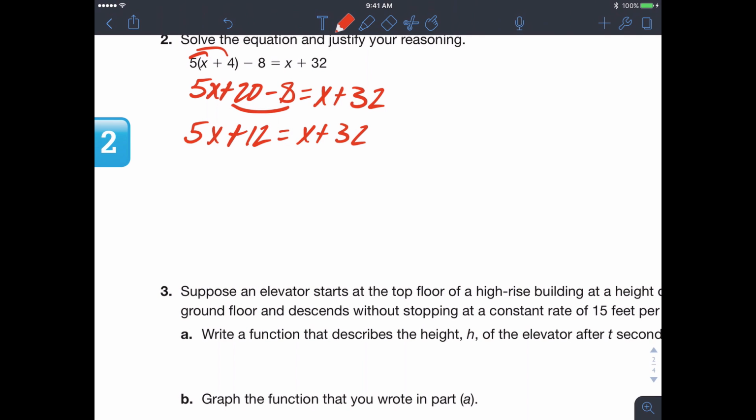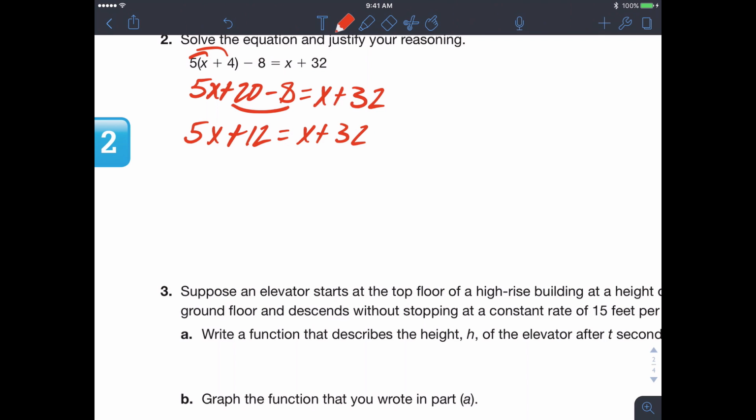Now, when I say combine like terms, a common question is, well, which ones are like? Which ones are not like? So, basically, I'm combining all of the numbers together. So, 28 and 32, I'm going to combine together. And I'm going to combine all of the variables with the coefficients. So I'm going to combine the 5x and the x.